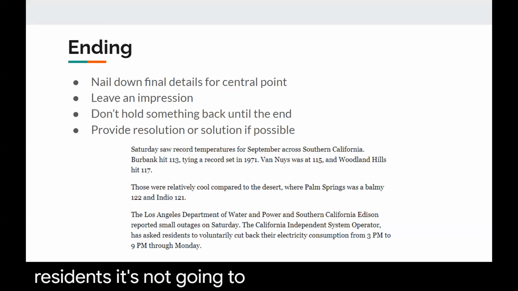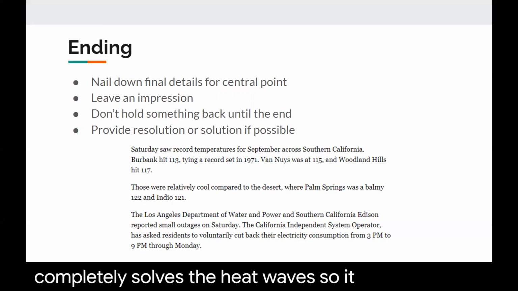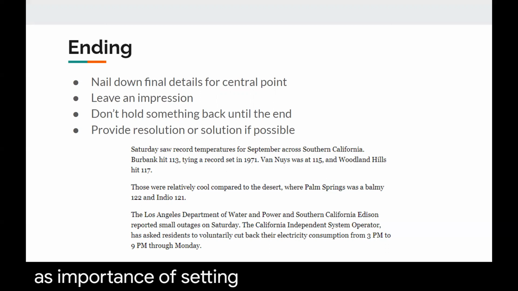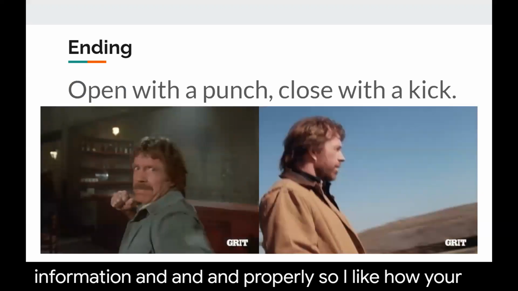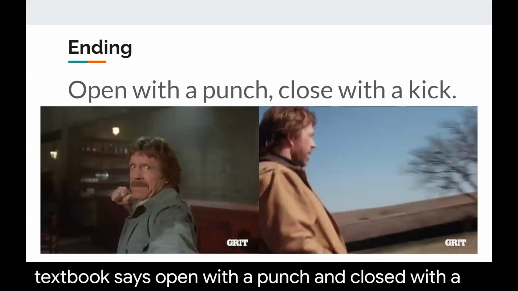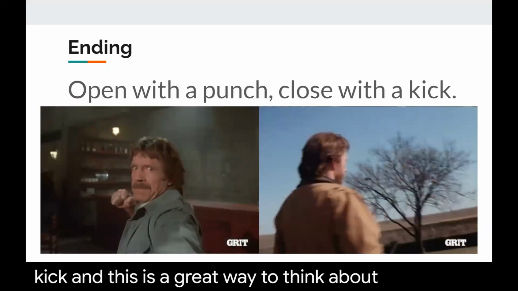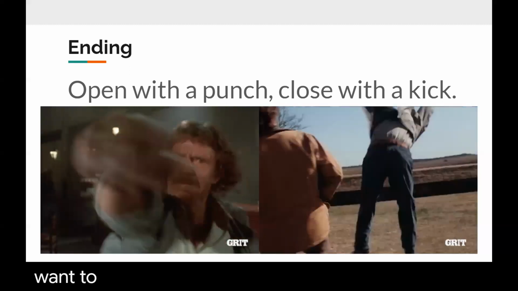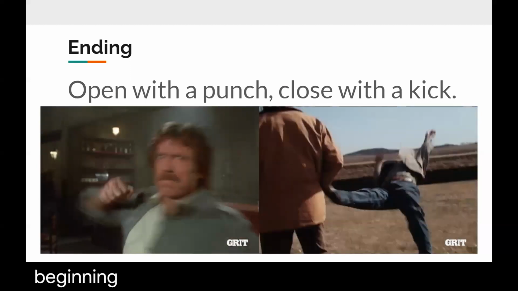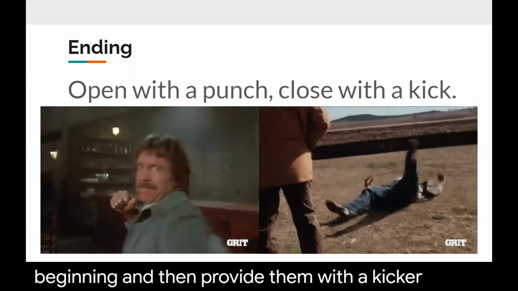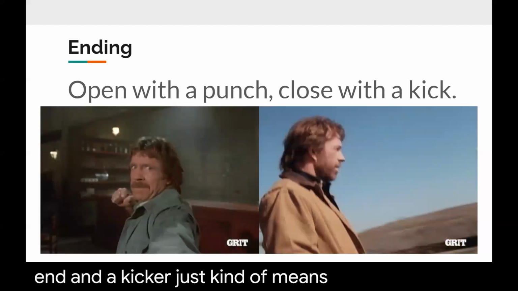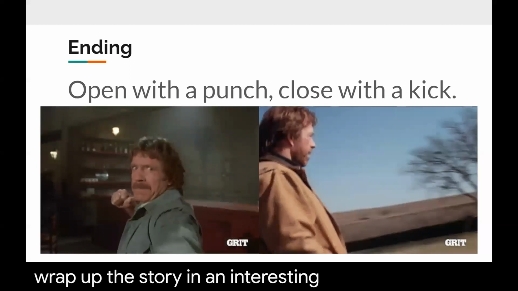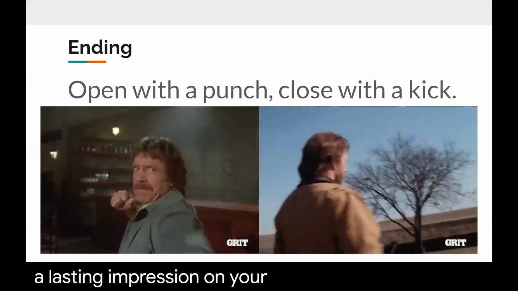It's not going to be something that completely solves the heat wave, so it doesn't rank as important as setting temperatures, but it does allow us to provide a resolution to this information and end properly. So I like how your textbook says open with a punch and close with a kick. And this is a great way to think about this. I know Chuck Norris would write this way if he could, but we want to really grab our reader's attention right at the beginning and then provide them with a kicker at the end. And a kicker just kind of means some way to wrap up the story in an interesting way that will leave a lasting impression on your viewers.